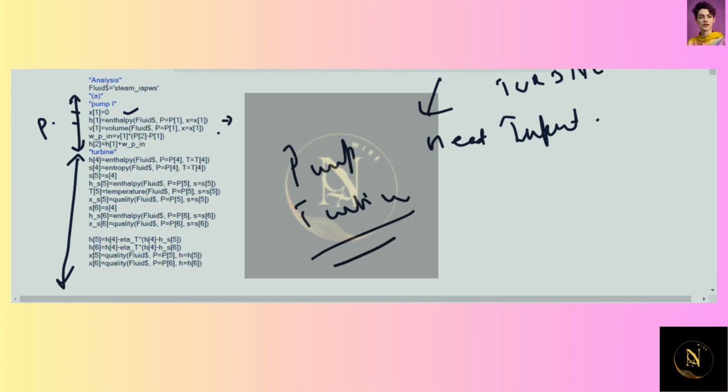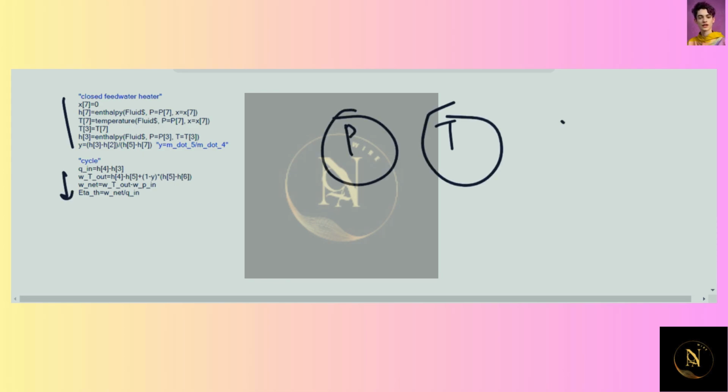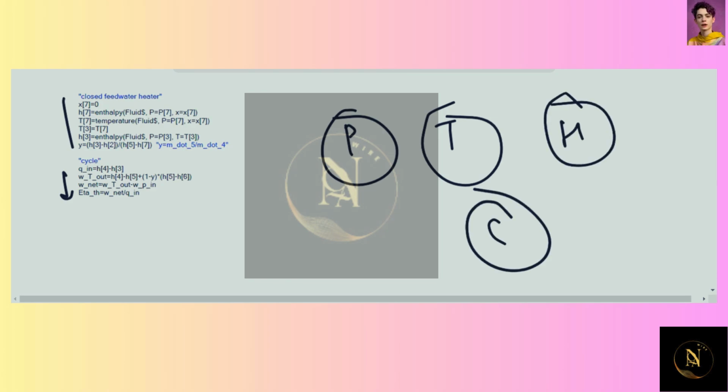All the conditions are given here. So there is more to it. Let's see what it is all about. So here we also have the closed feed water heater and also the cycle. So we have the pump values, the turbine values, the closed heater, and the cycle equations that we have here. Accordingly, we'll get certain values for it.